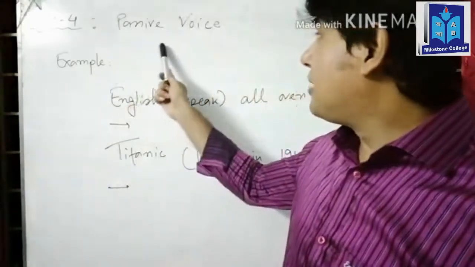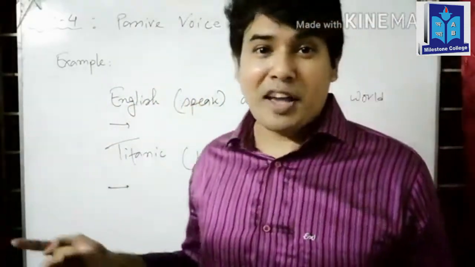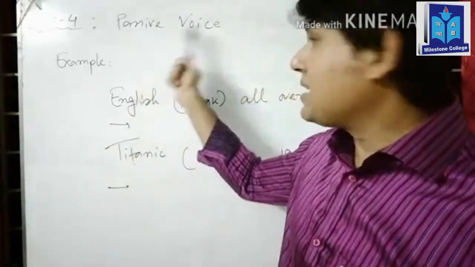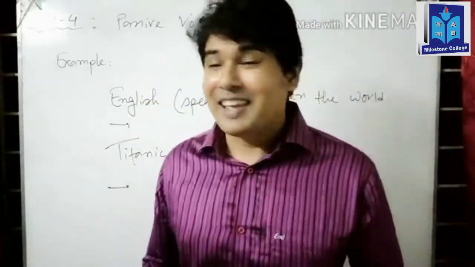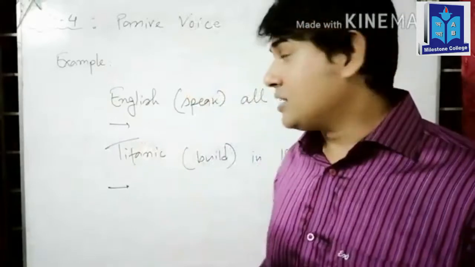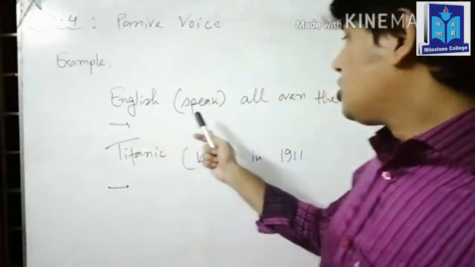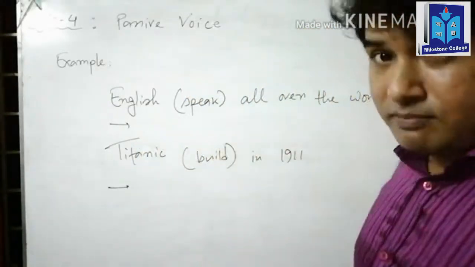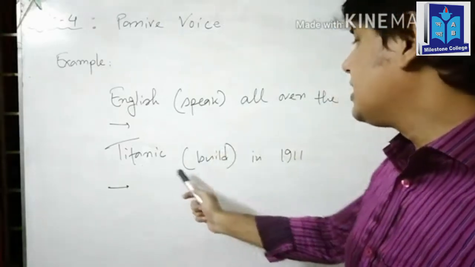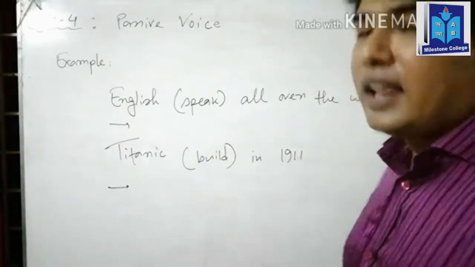We will start with number 4, and I know that some of you have already started thinking that I didn't write down any structure there, and why. I have just written a phrase, passive voice. Why have I written this? Let's see these examples first. English, speak all over the world. First one, and the second one, Titanic, built in 1911.